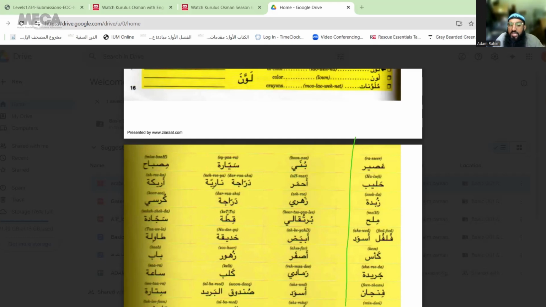Then we have jaridatun. Jim with a fatha, ra with a kasra, followed by ya, so it becomes a stretch. Jari, dal with a fatha, and the ta with the tanween. Jaridatun, which is newspaper.